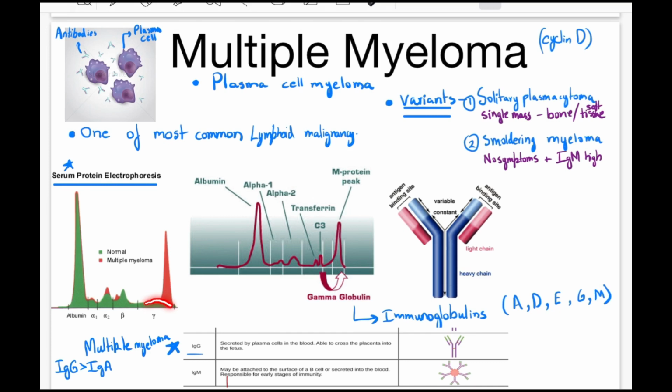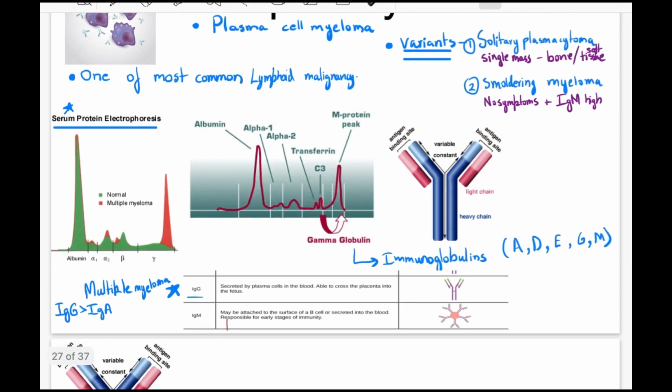Now talking about serum electrophoresis in multiple myeloma, there is M wave spike, whereas normally it is at low level. So here you can see the M protein spike. This is also called gamma globulin or immunoglobulin, which involves A, D, E, G and M antibodies. So there are two components of the immunoglobulins. There is a heavy chain and a light chain. And here you can see the multiple myeloma is of the IgG antibody, which is able to cross placenta.